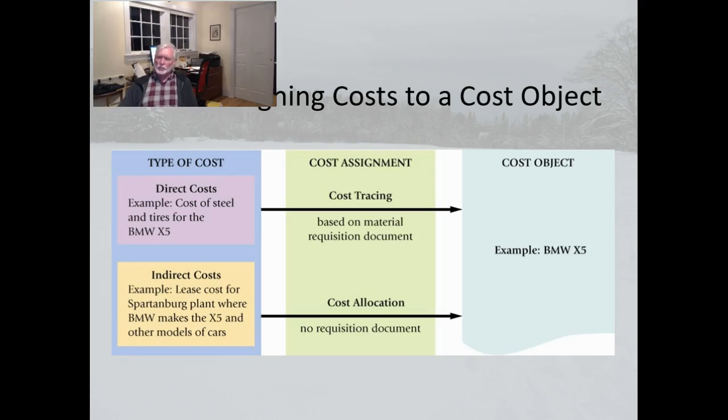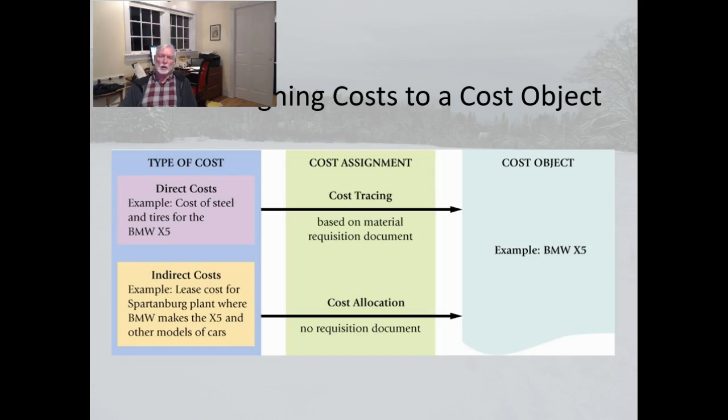The hard part comes with the indirect costs. If we have a lease on the plant in Spartanburg, so we don't own it, we're leasing it, let's say we have a 20-year lease, we're paying X million or X $100,000 a year in lease costs, but we build other things than the X5 there. How do we allocate the lease costs to the X5? Well, there's lots of ways to do it. We want to find the way that provides the most accurate assignment of costs.